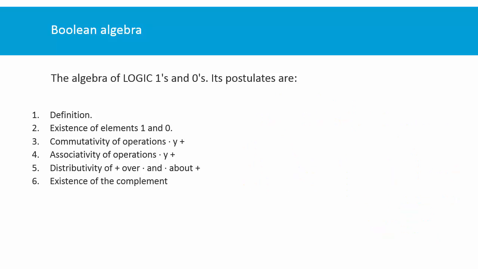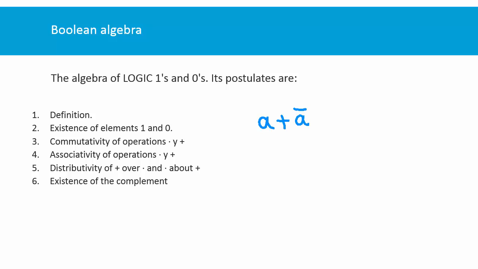And finally, we have the sixth rule. The sixth rule is the existence of the complement. And basically what it says is that if we have a 0, we also have a 1. And the 1 is the complement, or the inverse, or the opposite of the 0. So what we're saying is that if you have, for example, an expression that is A plus A inverted, the A inverted is the opposite of the A.